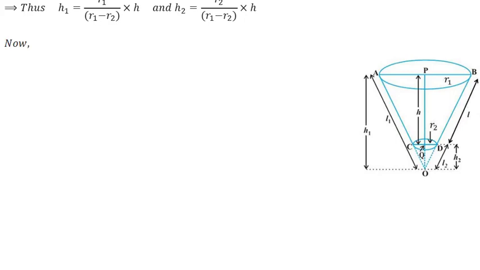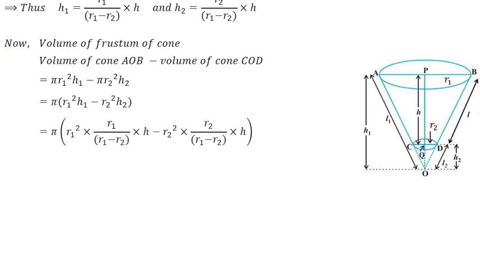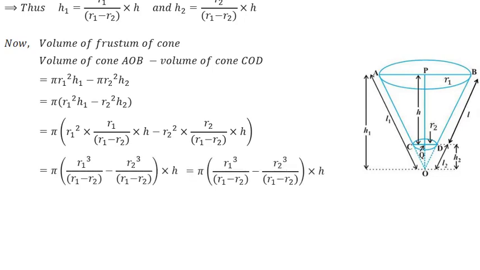Now volume of frustum of cone is volume of cone AOB minus volume of cone COD. Volume of cone AOB is pi R1 square H1 minus pi R2 square H2. So H1 and H2 we know in terms of R1, R2 and H. Let us put these values and we get volume of frustum of cone as pi times R1 cube minus R2 cube divided by R1 minus R2 into H.